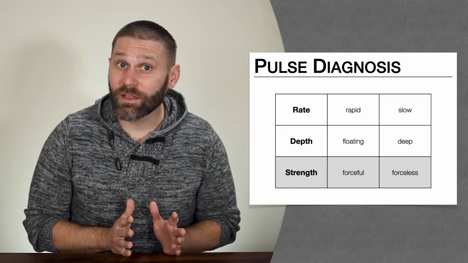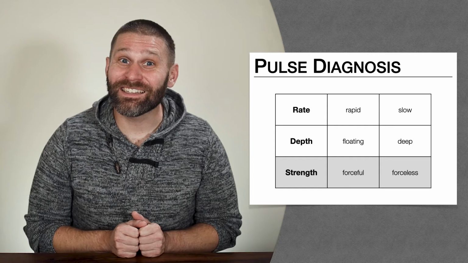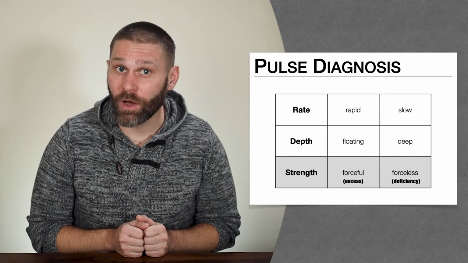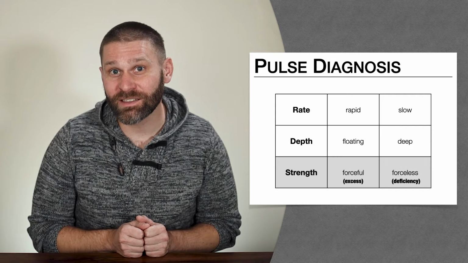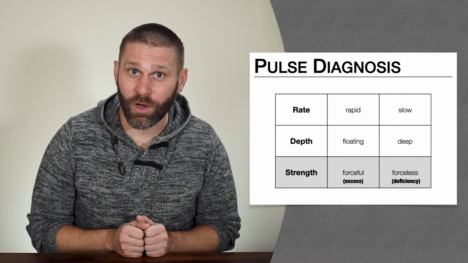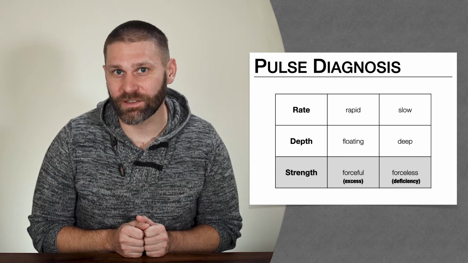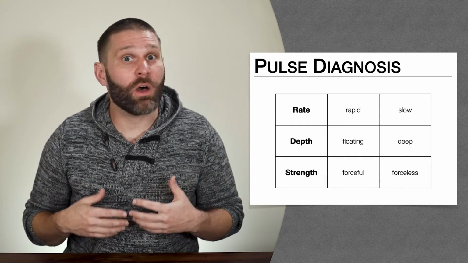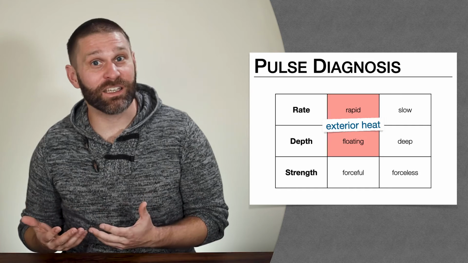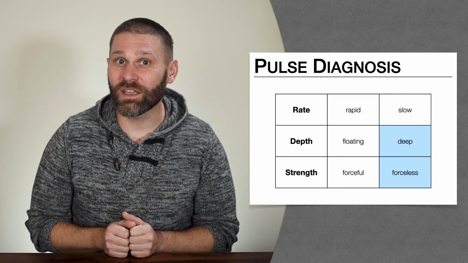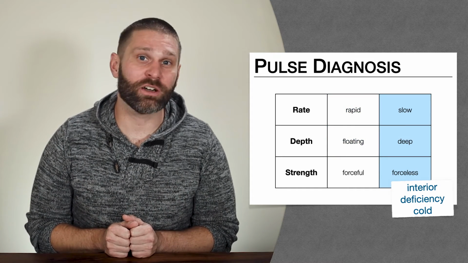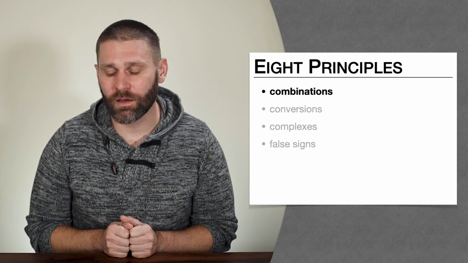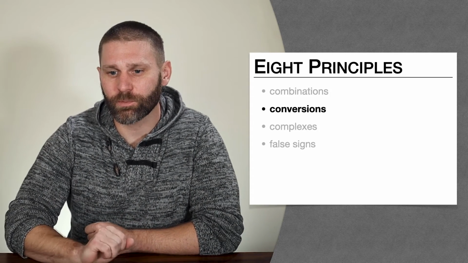And the strength of a pulse will tell us, is it excess or is it deficiency? A strong, forceful pulse is usually associated with excess. A weak, forceless pulse is associated with deficiency. And like we saw, we can very easily combine these. So a floating, rapid pulse is exterior heat, and a deep, weak, slow pulse is an interior deficiency cold. So those are combinations of the 8 principles.